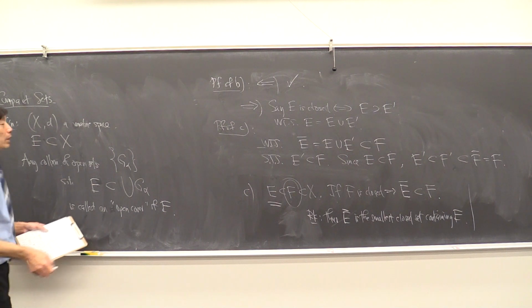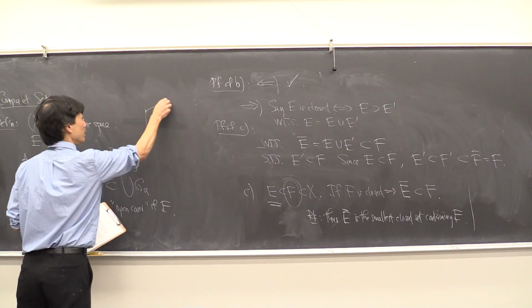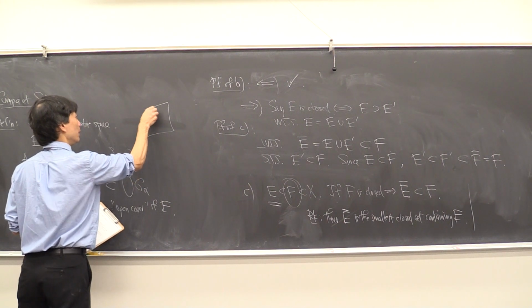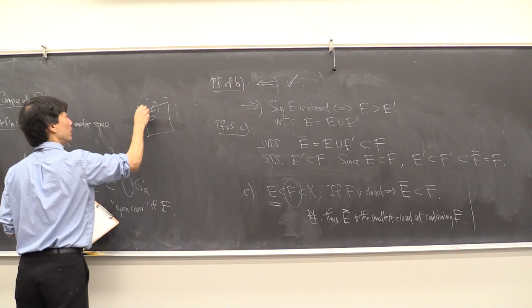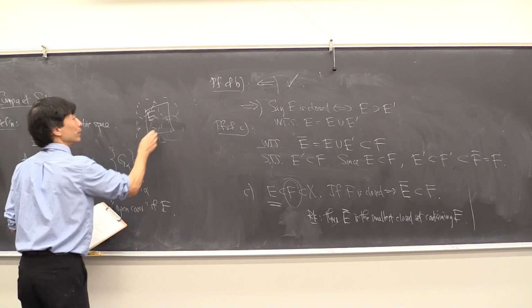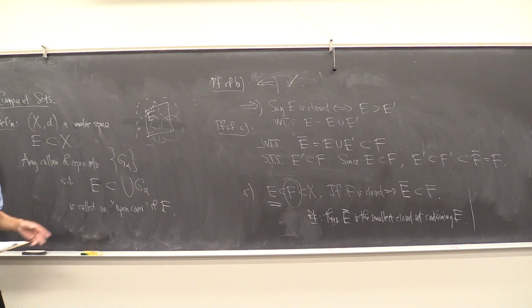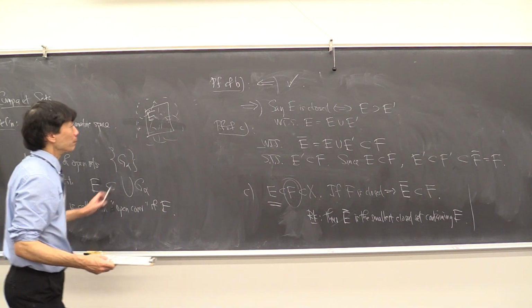Okay, so if I have some set E in space, and then I have a bunch of open sets, right? I have a bunch of open sets, and their union covers it. Then that's called an open cover of E. Okay, that's a pretty natural definition.